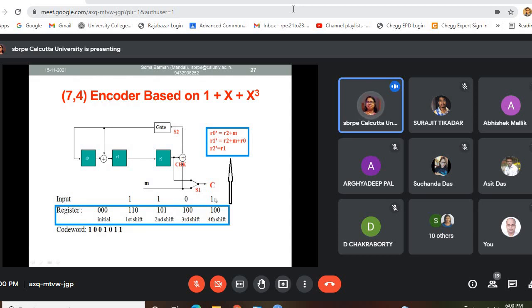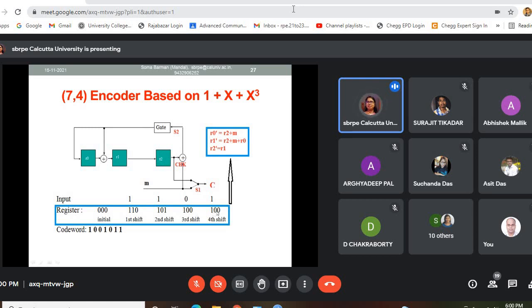Next is the 1, fourth shift. So in the fourth shift it is 1. So the output is 1, and that 1 is also added with 0. So it is again 1. So R0 is 1, and previously R0 was 1. So 1 and 1 added gives you again 0. Okay. And previously it was 0, so R2 is also 0.